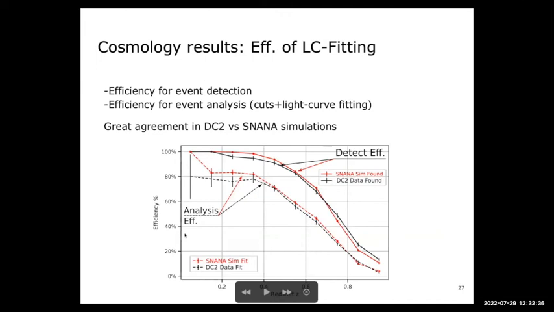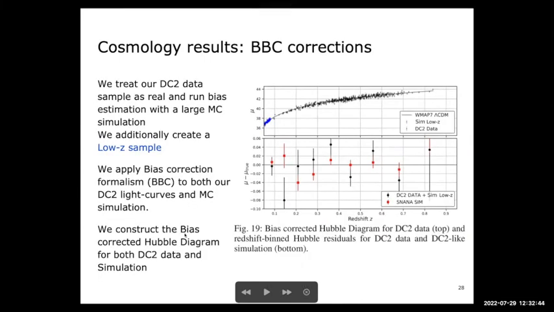It's just the efficiency of light curve fitting if we are missing light curves because we cannot fit them correctly, and it's very similar in the simulations and in the data. And finally, we can apply bias corrections to this set of light curves and put them in a Hubble diagram. So this is what we get. In red, we have the simulations, and in black, I'm showing you the DC2 light curves. Of course, we needed a low Z sample, so we had to simulate additionally a low Z sample that gets the same processing treatment.